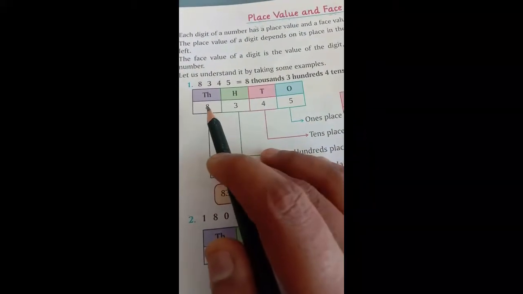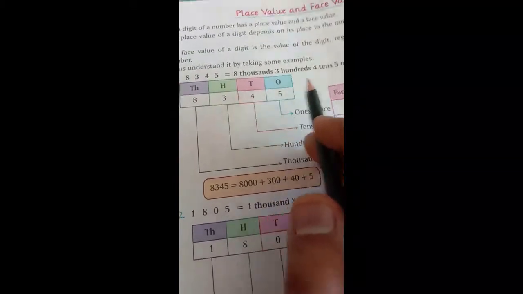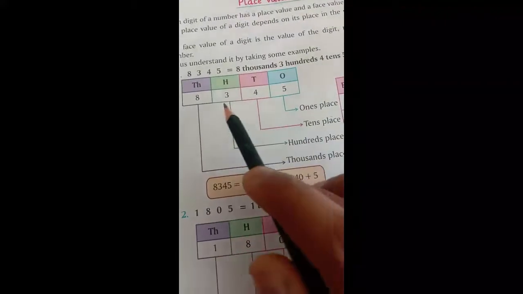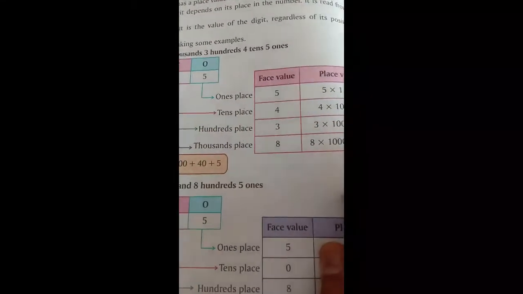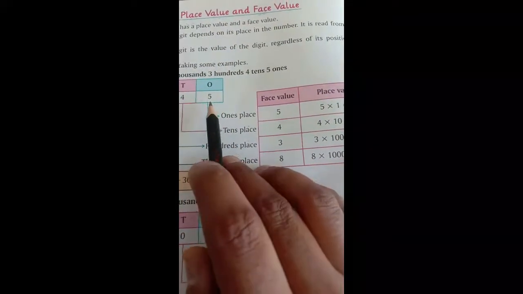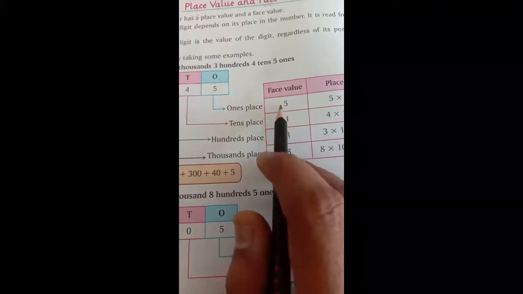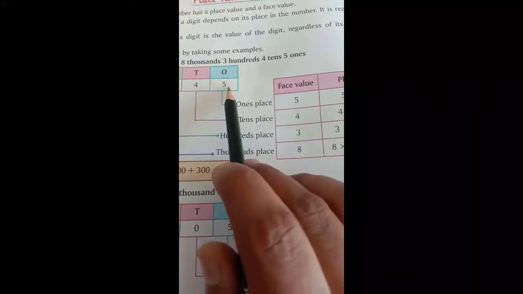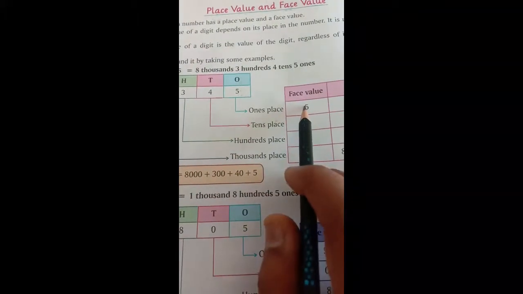The number is 8345. Now this is the place of ones, then tens, then hundreds, and then thousands. So when our 5 stands on the place of ones, its face value is the same, 5, because 5 किसी भी जगह पर खड़ा हो but वो हमें 5 ही दिखेगा. So the face value of 5 is 5.